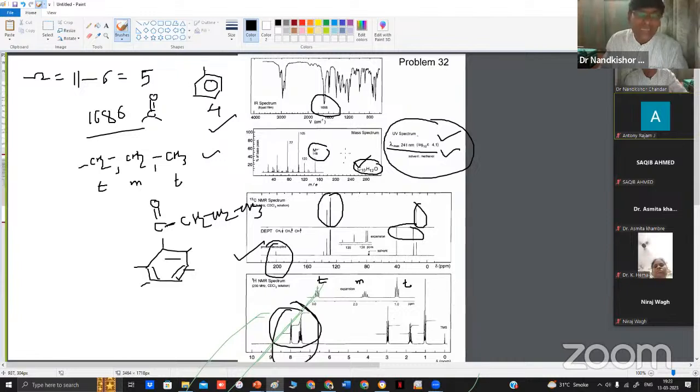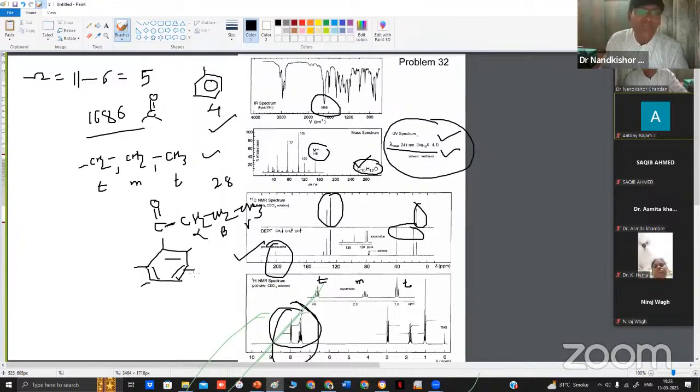From the mass, it can be easily confirmed by taking out one group. Just take the difference between 120 and 148. That indicates there is a 28 units loss. That means there is the presence of alpha, beta, and gamma, gamma hydrogen shift. That means there is a loss of an olefinic group.